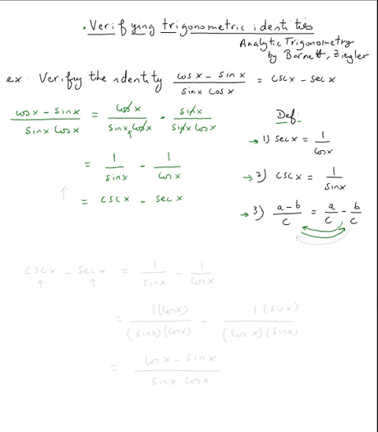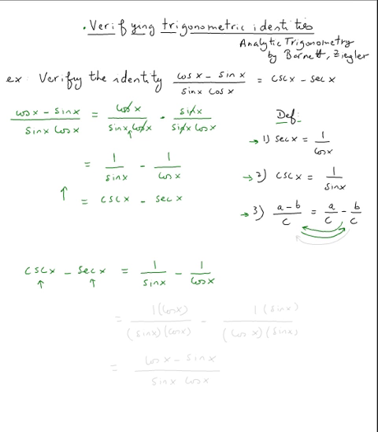Now let's assume we want to do it from right to left. It's actually just going backwards, but let me just do it. So we'll start with cosecant x minus secant. You have a choice. You could choose whichever way you want to do, the easiest way. But let's assume you want to do it this way. You know that the cosecant is 1 over sine, and you know that the secant is 1 over cosine.